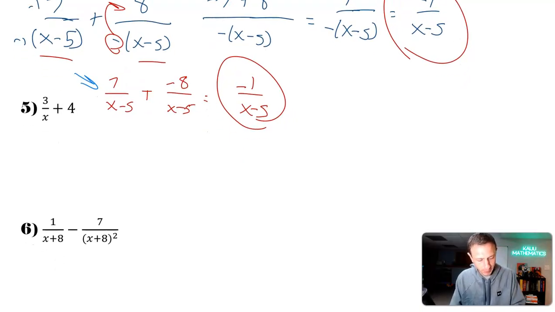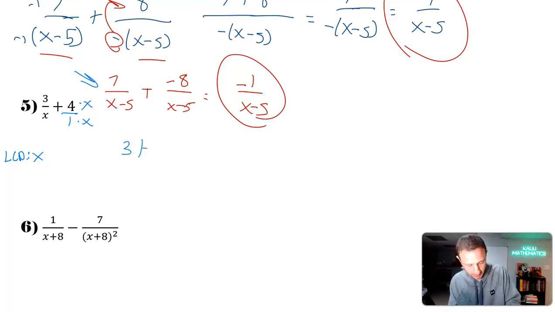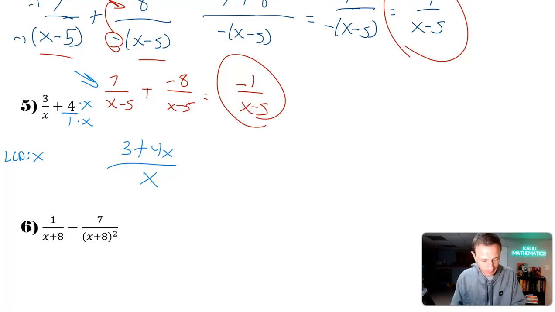Okay, number 5, 3 over x plus 4. So the denominator here is 1. If the denominator there is 1, that means the LCD is just x. So all that we need here is to multiply by x. So that's going to be 3 plus 4x over x. Because all I needed to do was just multiply by x, because this denominator was x. This was just a 1, so 1 times x. And then 3 plus 4x over x.